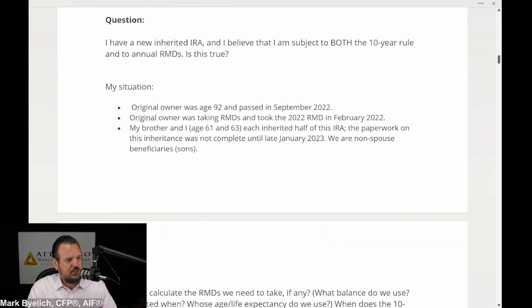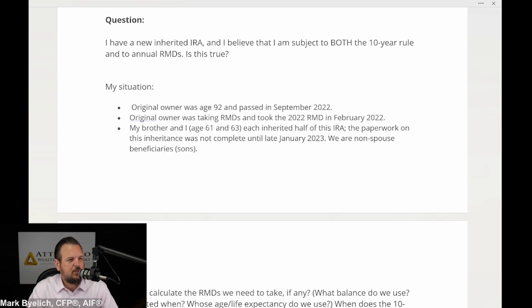And this question is, I have a new inherited IRA, and I believe that I am subject to both the 10-year rule and to annual RMDs. Is this true? Now, if you think that's true and you want to comment, go ahead and comment. I'd love to hear your feedback. You guys are becoming expert about this. So let's give the facts.